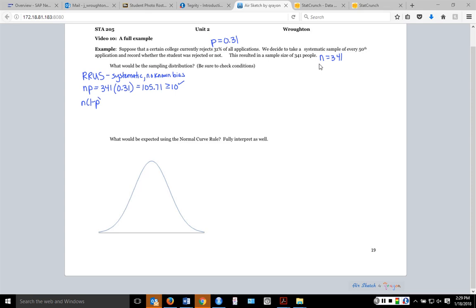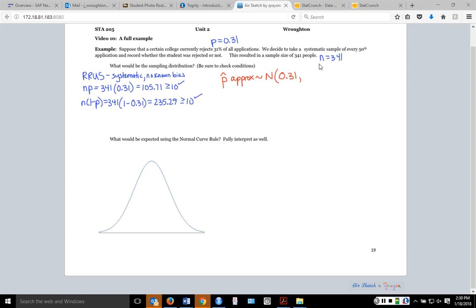Then we're going to take our n times 1 minus p. And there we're going to get 235.29. That's how many applications we would have expected to be accepted. And that is also at least 10. So then I'm going to be able to say that our p hat will be approximately distributed normally. And then you know the mean. Our mean is p. So that's our 0.31.